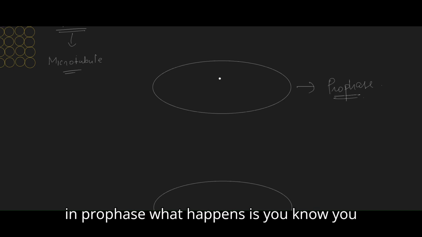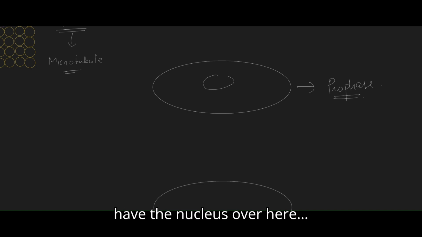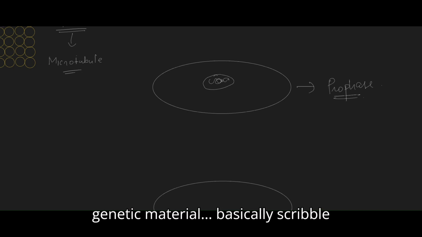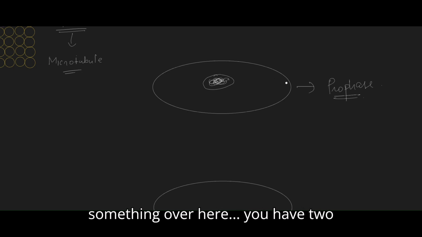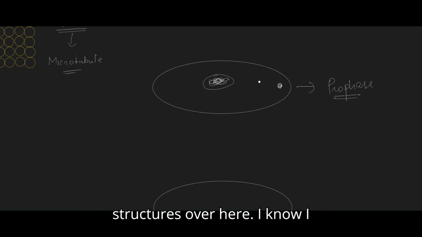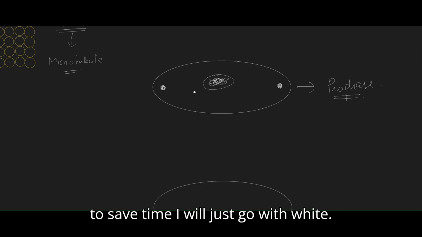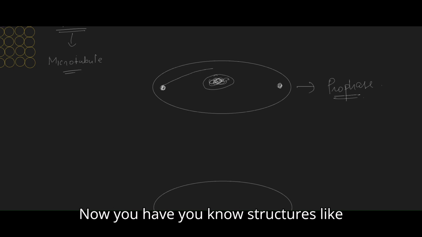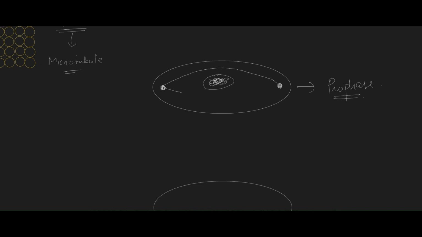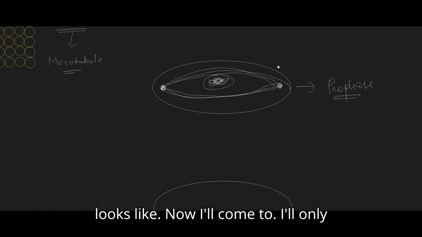And in prophase, what happens is, you have the nucleus over here with the genetic material, so I'll scribble something over here. You have two structures over here. Now, I know I have to use different colors, but to save time, I'll just go with white. Now you have structures like this. So this is basically what prophase looks like.